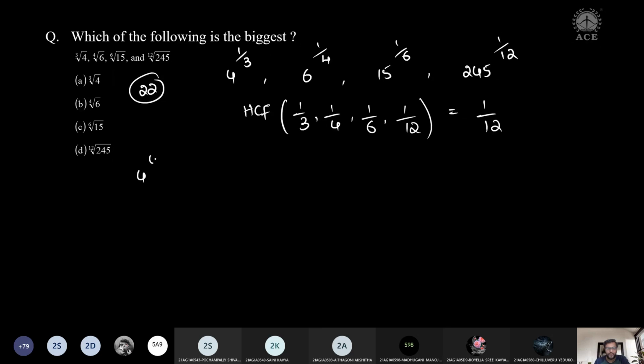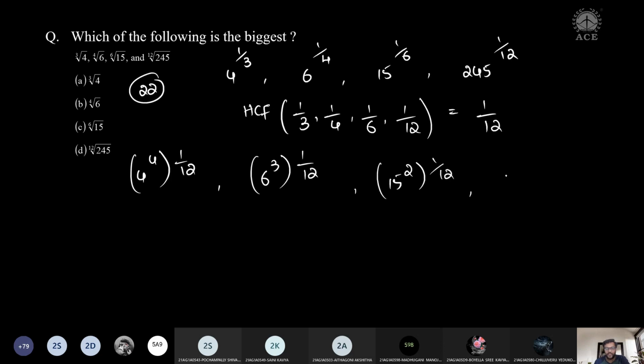Yes, this is (4^4)^(1/12), (6^3)^(1/12), and (15^2)^(1/12). And here 245^(1/12) is already there, don't disturb that.